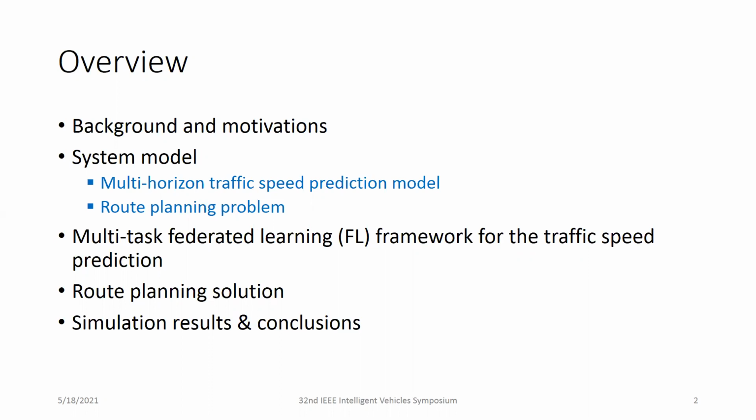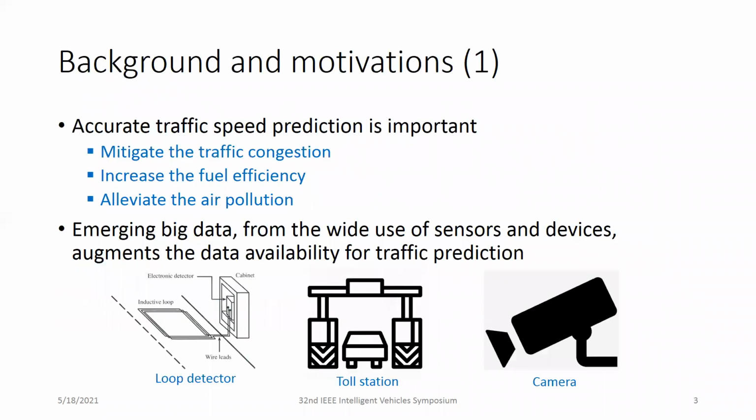So without further ado, let me start with the basic background and the motivation. As we all know, having accurate speed predictions is very important because it can mitigate traffic congestion. The reason is that with the speed prediction, the driver can take actions to avoid, for example, congestion. In that case, it can increase fuel efficiency because there are going to be fewer vehicles stuck in congestion, and it can also alleviate air pollution.